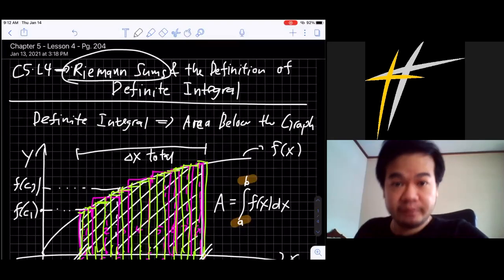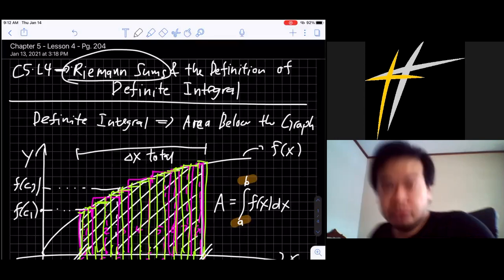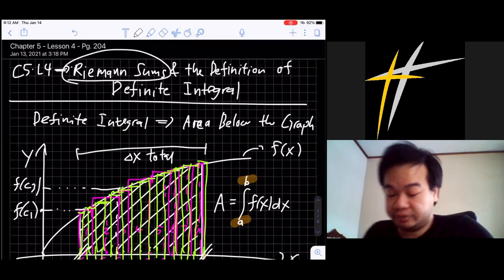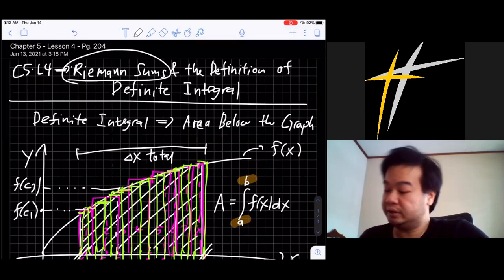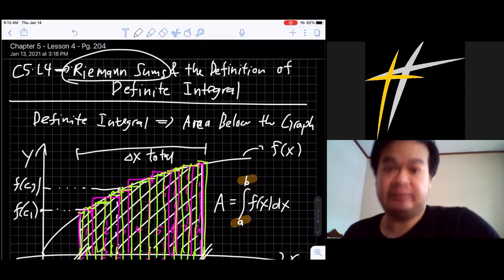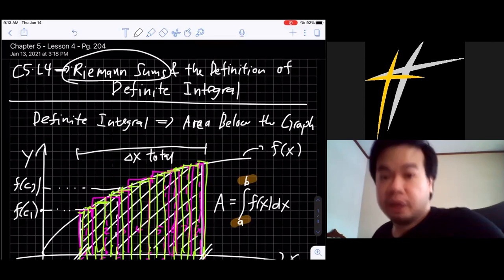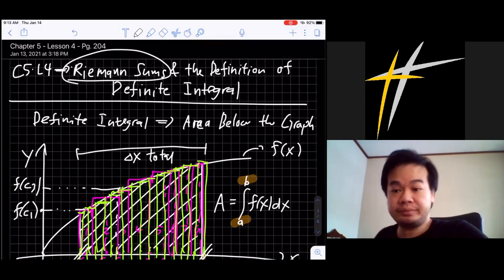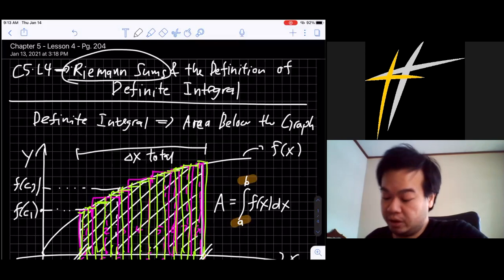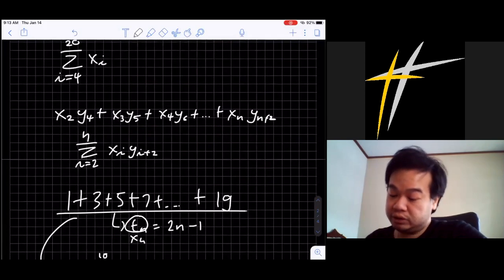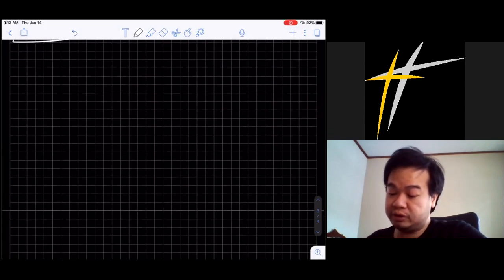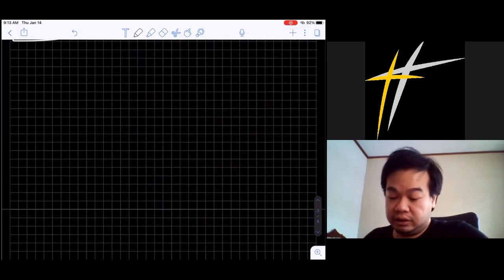Okay, good morning. Now we're gonna continue still on the same lesson, chapter 5, lesson 4, and the title is Riemann sums and the definition of definite integral. You can open your book, page 206. Page 206, okay?